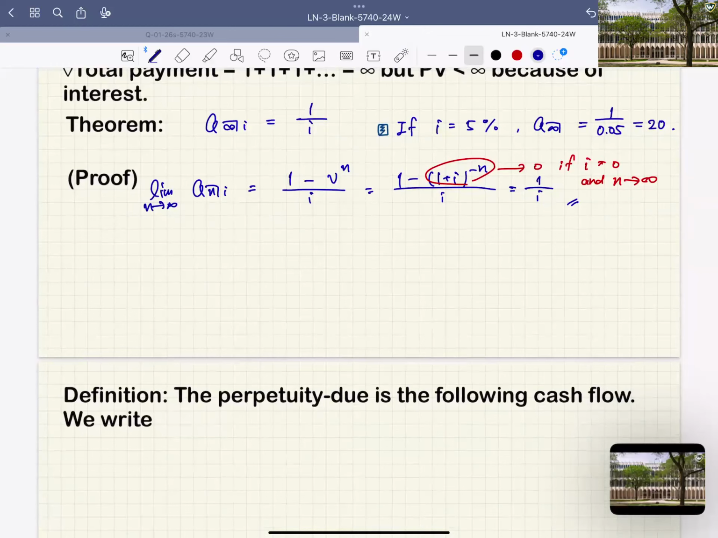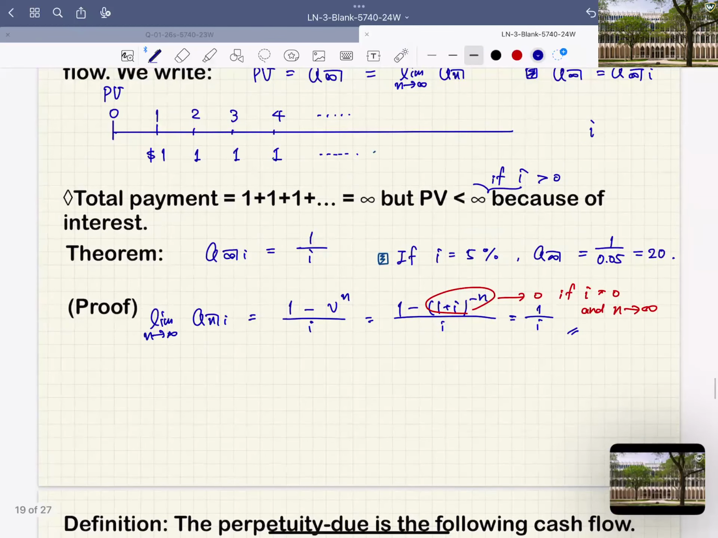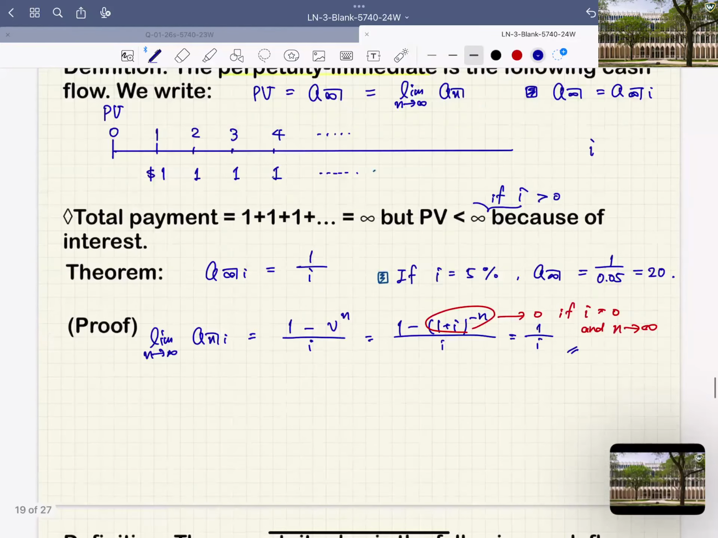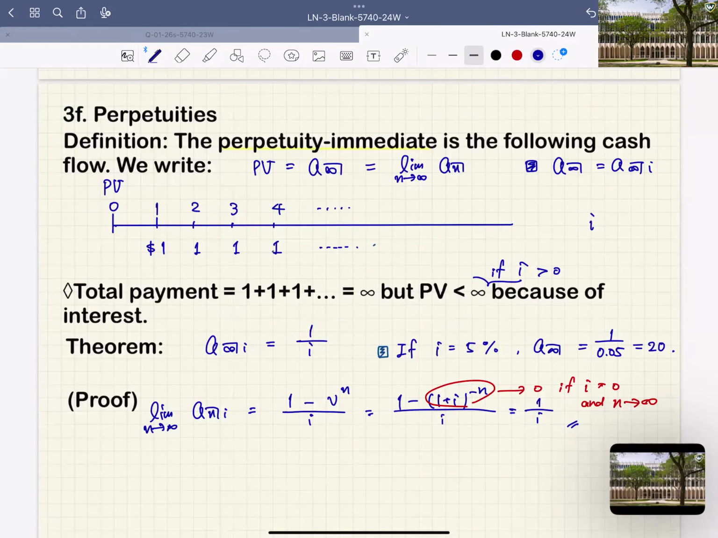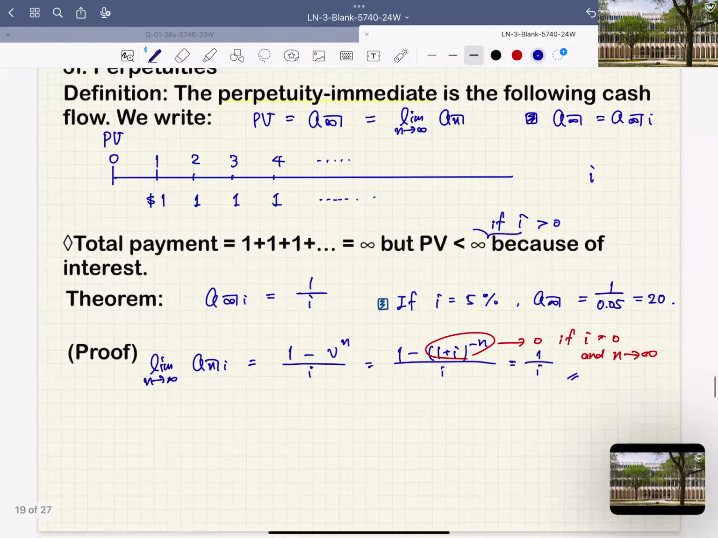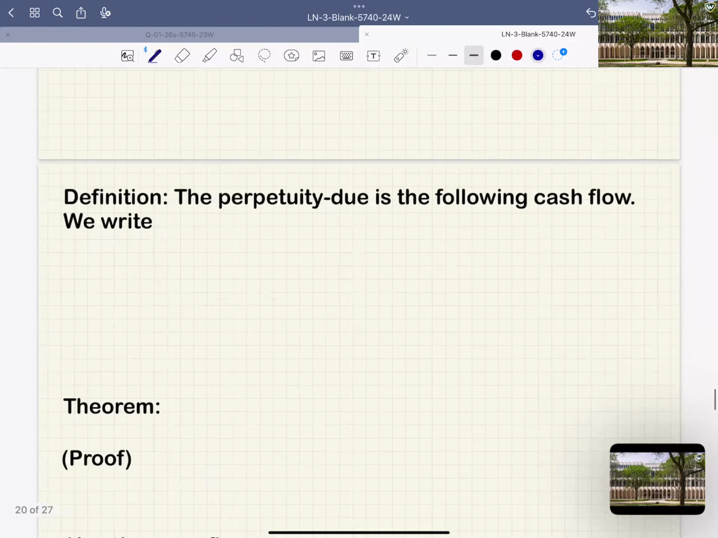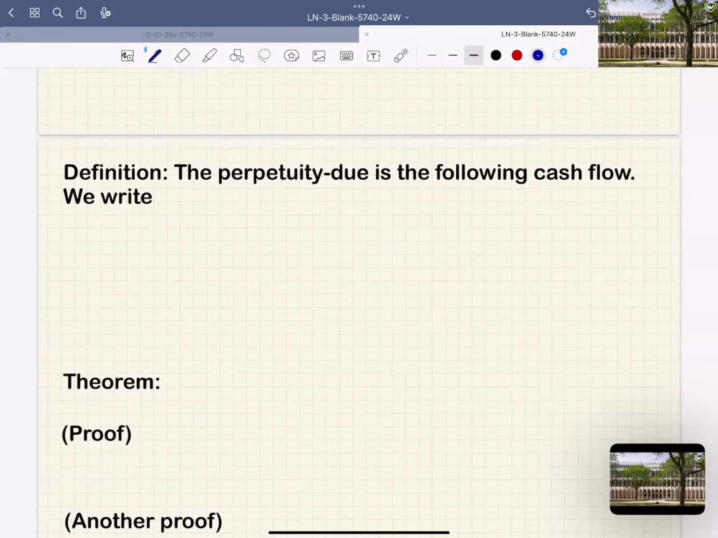So actually, the present value of a perpetuity is much easier to calculate. We don't really have to calculate (1 plus i) to the power negative n. We just divide 1 by i, then you get the present value. So conceptually, this is maybe more advanced than the annuity immediate, but in terms of calculation of present value, that is just 1 over i. Questions?